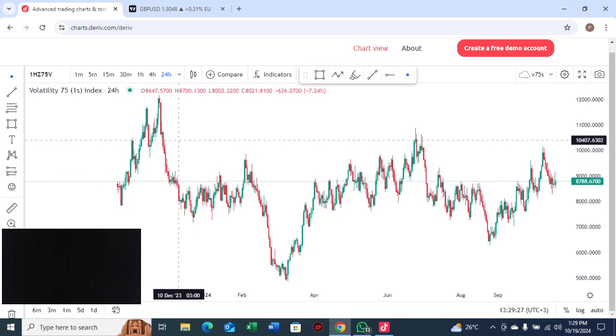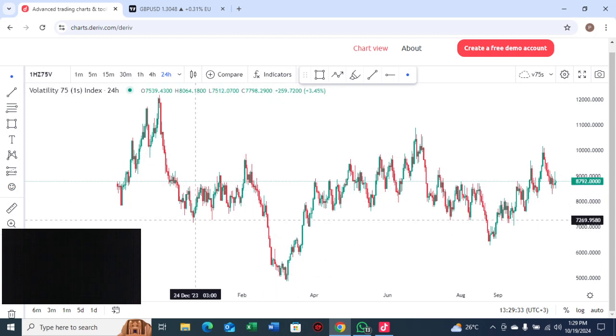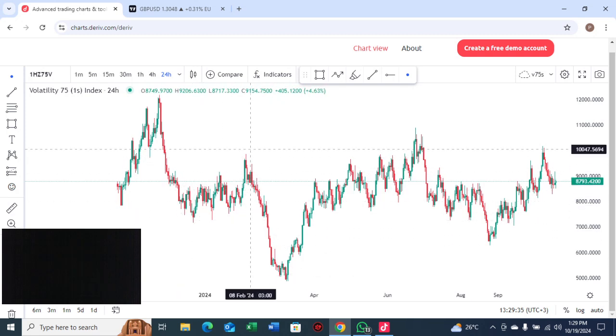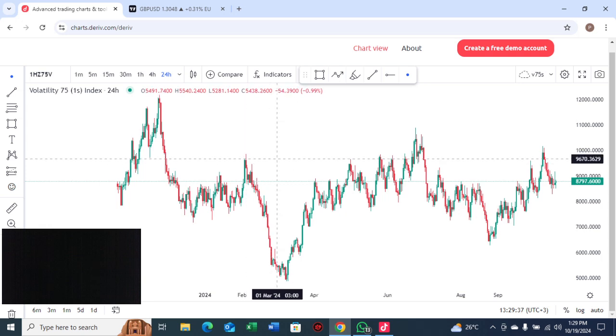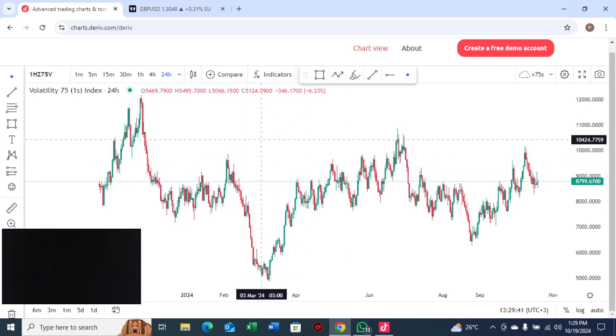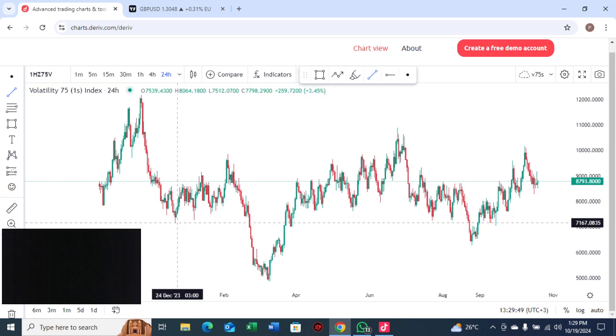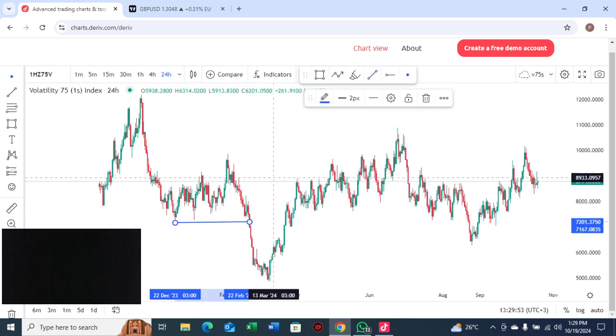So in terms of the structure, you can see that the market was selling, making lower lows and lower highs. Unfortunately, the lower high was taken out, which signifies the trade direction. So how do you trade DERIV using SMC? It's very simple. In this case, you have the last break of structure here. So this is the last break of structure.